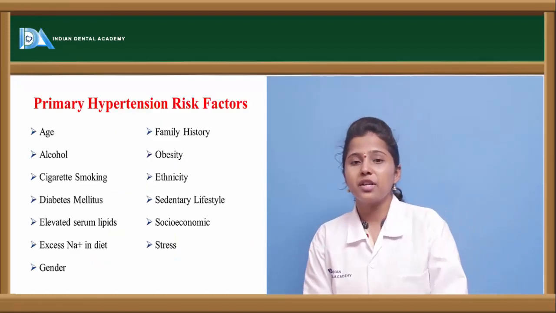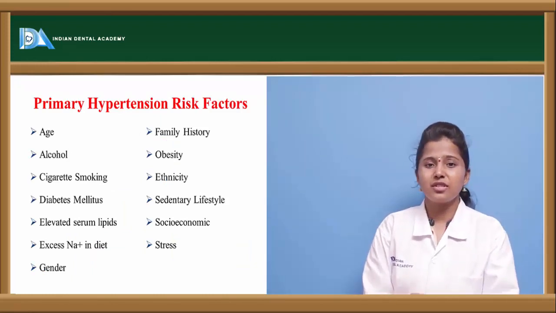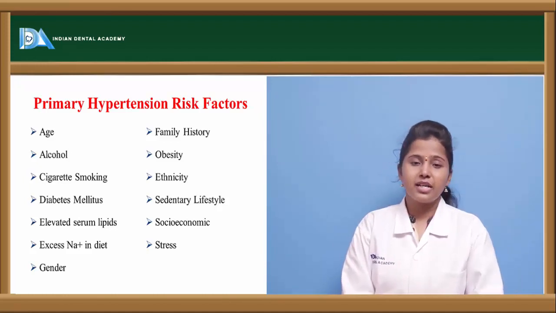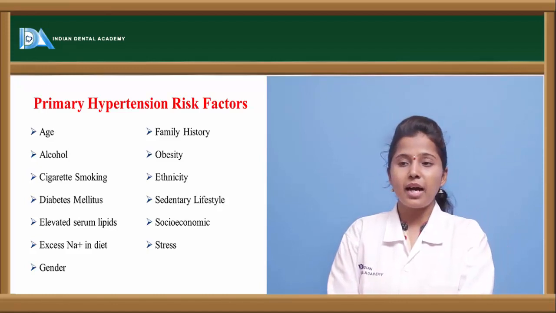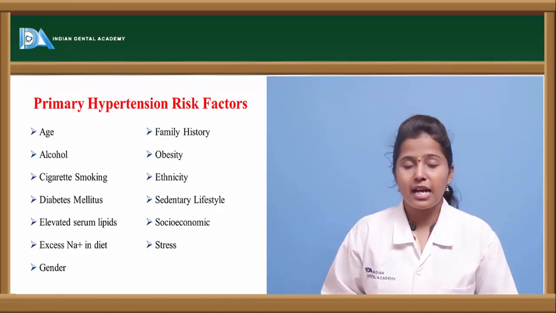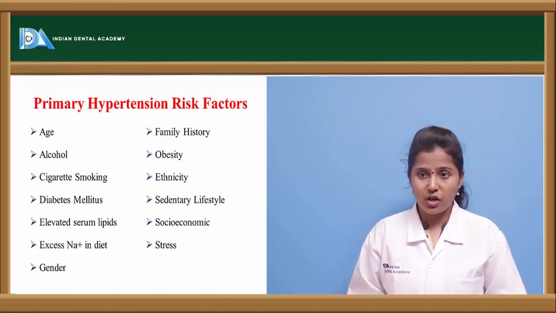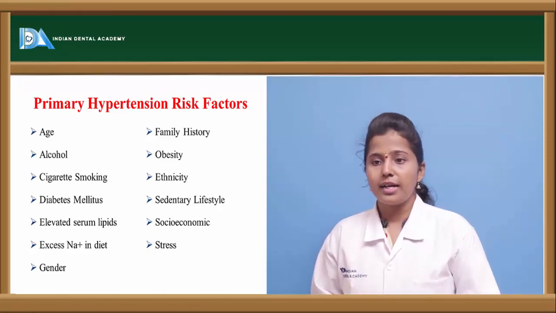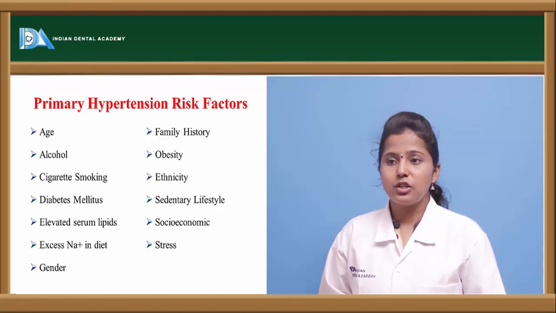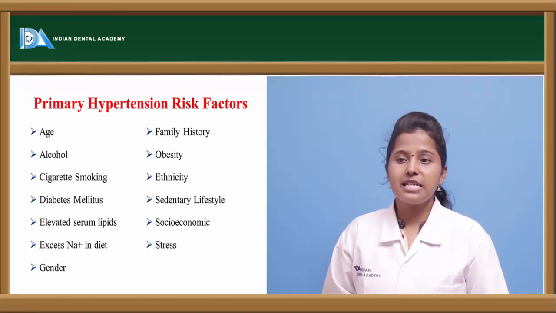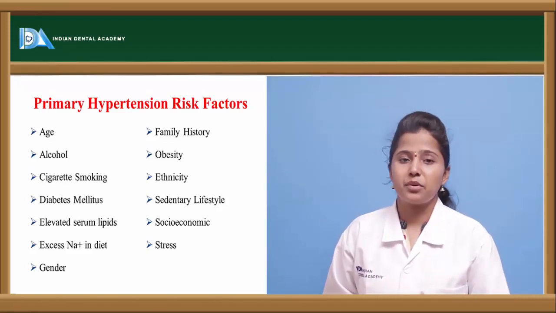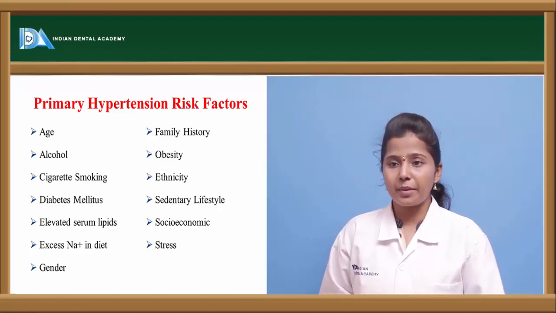Next, primary hypertension risk factors, because the main essential hypertension should be treated. Secondary hypertension can be treated by medication of the other diseases, that won't be a problem. But primary hypertension risk factors, let us see. Age, as the age increases, then definitely heart rate will decrease. If heart rate is decreased, hypertension is caused. Alcohol, smoking, diabetes mellitus, elevated serum levels, excess sodium in the diet, gender, family history, obesity, sedentary lifestyle, stress. These are all the factors which cause more risk of primary hypertension.